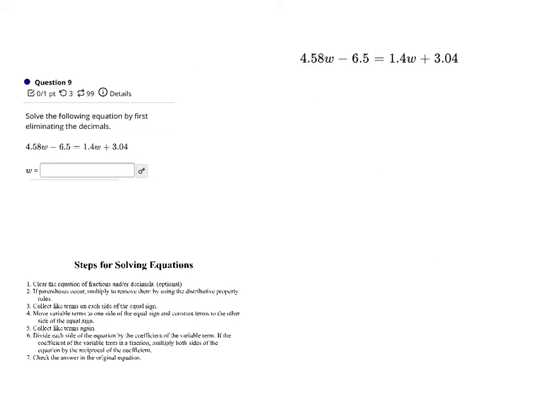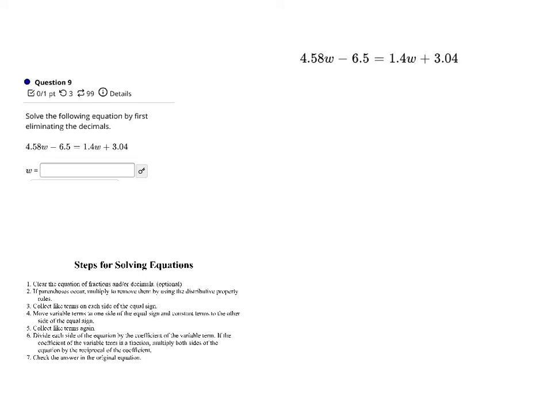We are solving for w, but we have decimals in this problem. We want to clear the decimals. Now, you could work it and just deal with your decimals. Lots of places to make mistakes. Make sure you have a calculator if you're doing it that way. But we are going to get rid of our decimals. First thing we need to do is figure out how many places we need to move our decimals to the right to get rid of them all.